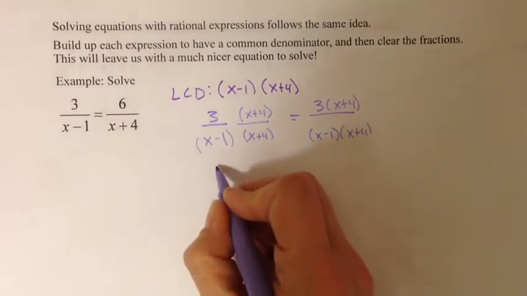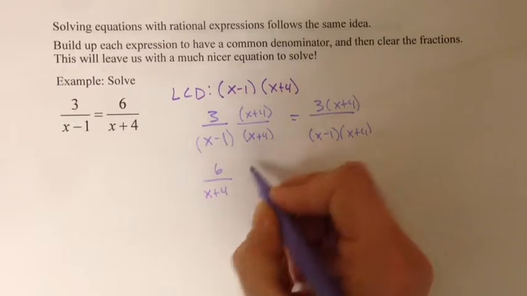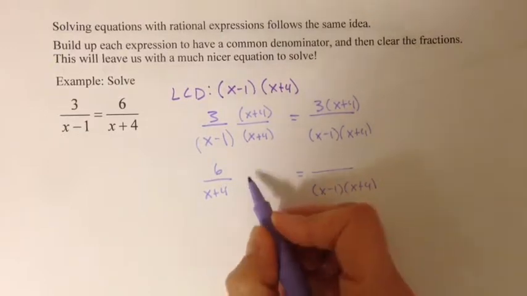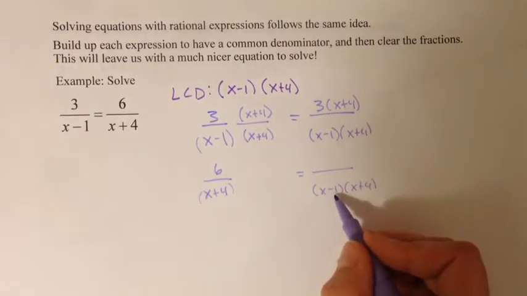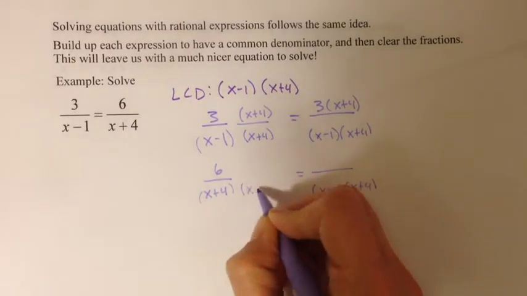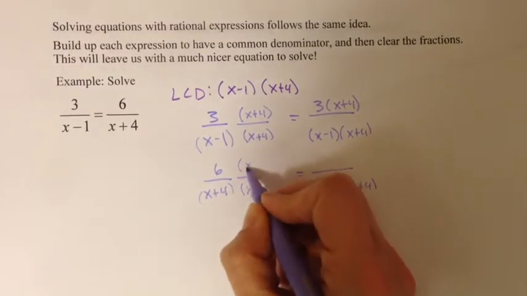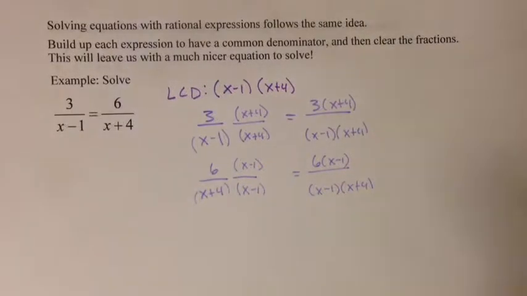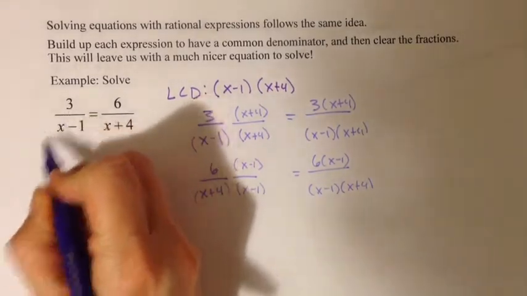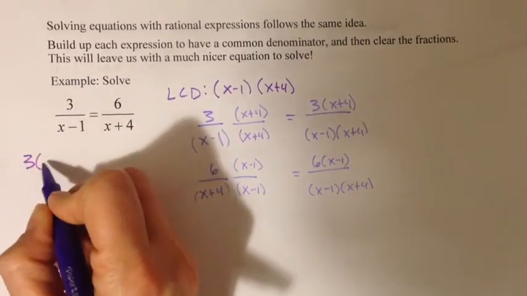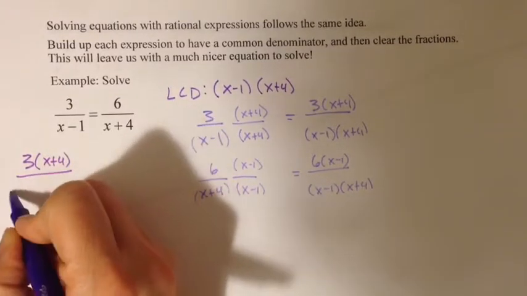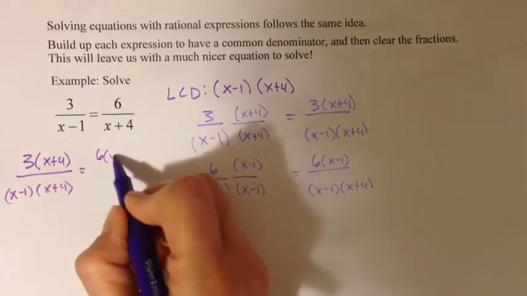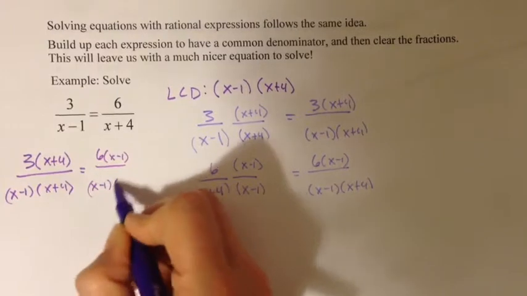Then I'll do the same thing over here for my other fraction, 6 over x plus 4. My goal denominator is x minus 1, x plus 4. In order to fix this to have the x minus 1 and the x plus 4, I need to multiply by x minus 1, both top and bottom. Multiply across, and I've got 6 times x minus 1. I take my spiffy new built-up fractions back over to the equation. Remember, this 3 over x minus 1 is the same as 3 times x plus 4 over x minus 1, x plus 4. And that equals 6 times x minus 1 over x minus 1 times x plus 4.